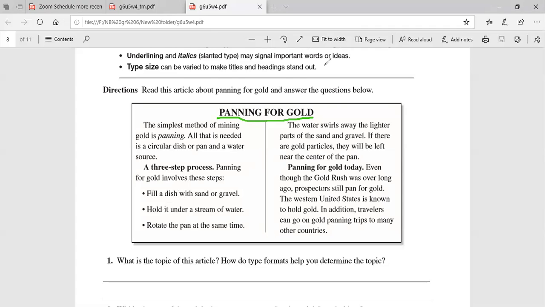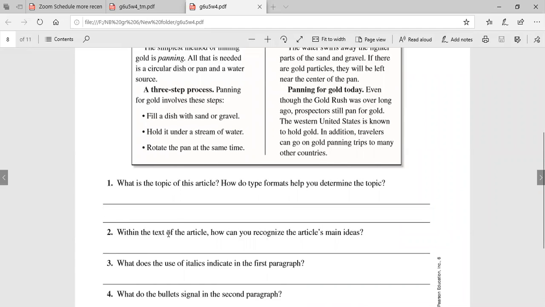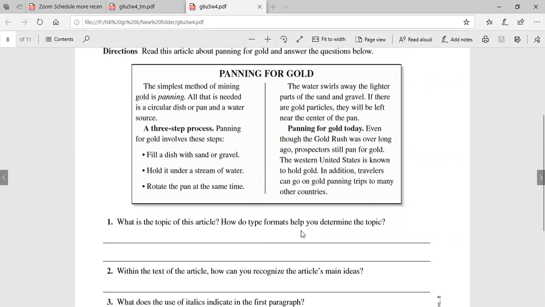Now, question number 2. Within the text of the article, how can you recognize the article's main ideas? The main ideas. So in other words, the article itself has main ideas, not only one. But how can you recognize them?